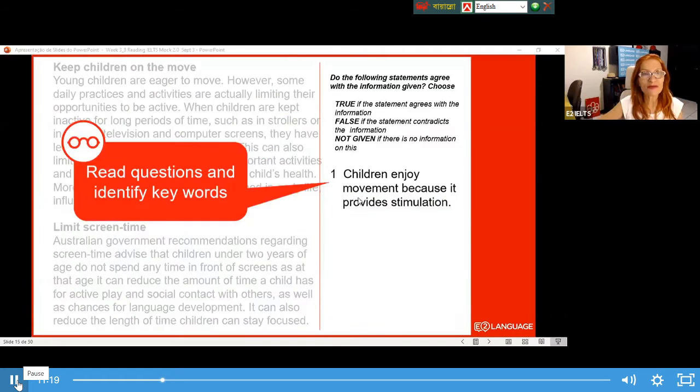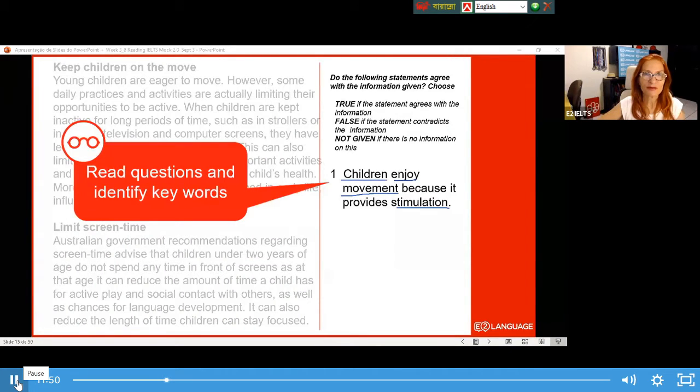So let's look at this first question. This is only a sample, okay? Read the question and identify keywords. So where are the keywords here? Children enjoy movement because it provides stimulation. Okay, so stimulation is one. What else? Children, enjoy and movement. Okay, so we have the keywords now.